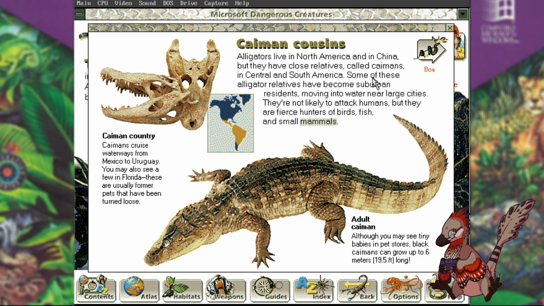Cayman country. Caimans cruise waterways from Mexico to Uruguay. You may also see a few in Florida. These are usually former pets that have been turned loose. Adult caiman. Although you may see tiny babies in pet stores, black caimans can grow up to 6 meters long, 19.5 feet.